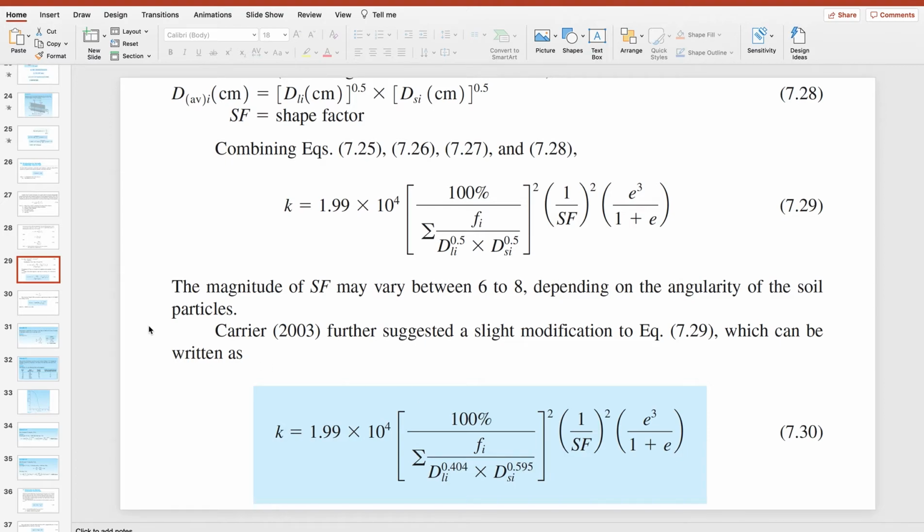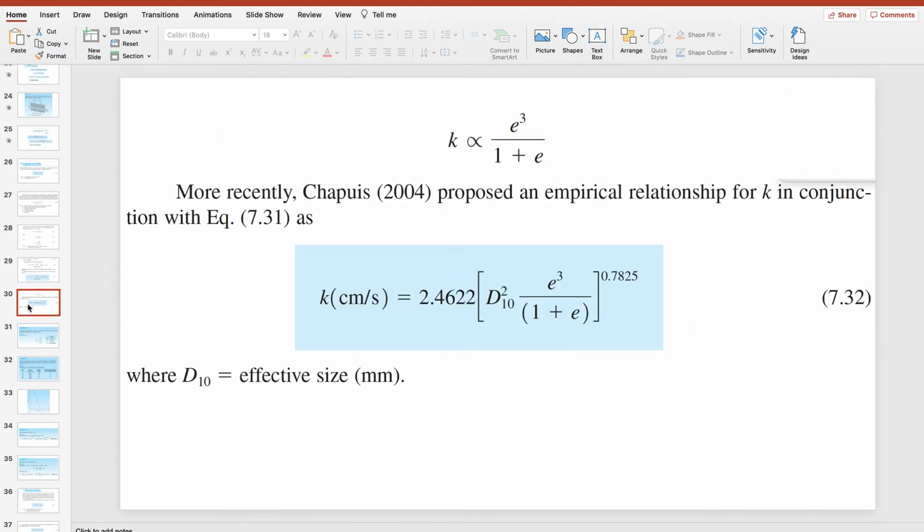So we have here, and k, by the way, k is indirectly proportional to e cubed divided by 1 plus e. Then more recently, Chapuis in 2004 proposed an empirical relationship for k in conjunction with equation 7.31, which is this. So k is equivalent to 2.4622 times quantity d sub 10, or the effective size squared, times e cubed divided by 1 plus e, quantity raised to 0.7825.